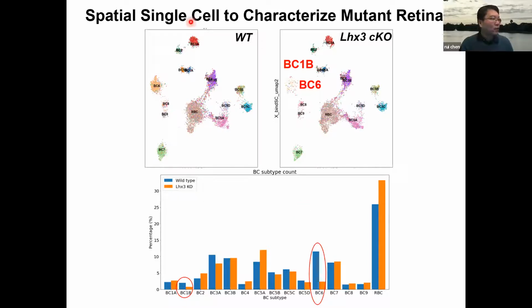Here's the wild type reference map. Here's the LHX3 conditional knockout mouse. You can see almost all the clusters are there. The only two missing are BC6 and BC1B. And here's the quantification. You can see the dramatic reduction in the number of BC6 cells and BC1B cells in the knockout mouse.